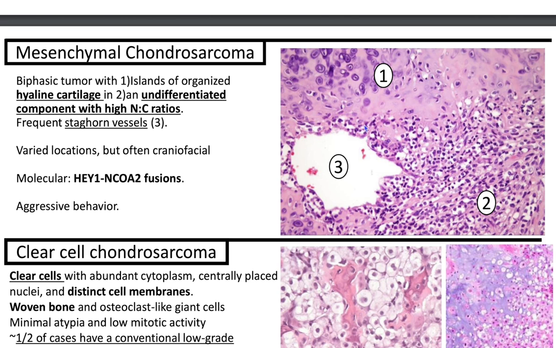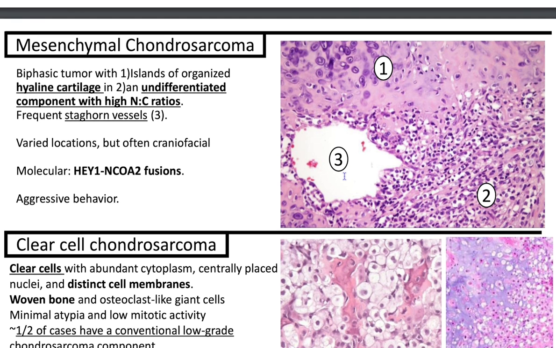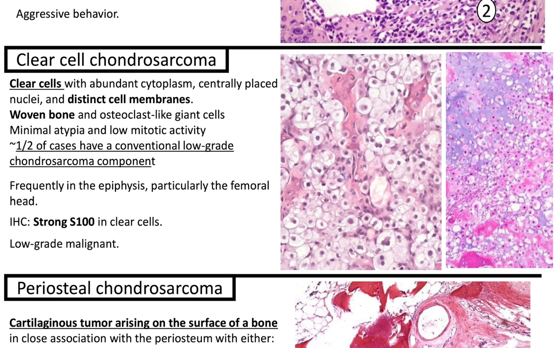Mesenchymal chondrosarcoma. This is a biphasic tumor. The first portion, you'll have islands of organized hyaline cartilage. And then you'll have undifferentiated components with high N:C ratios. That kind of gives you that vibe of small round blue cell tumor. And you can have frequent staghorn vessels, varied locations, but often presents craniofacially and is defined by a HEY1-NCOA2 fusion, and has aggressive behavior.